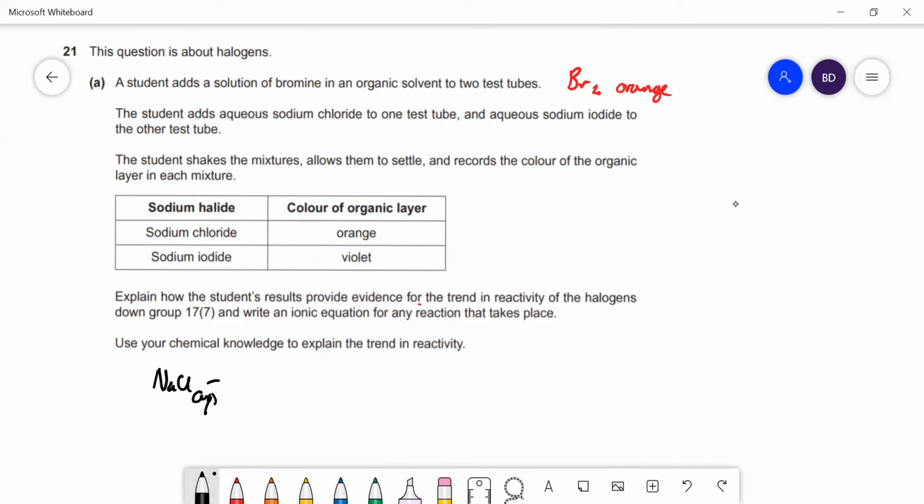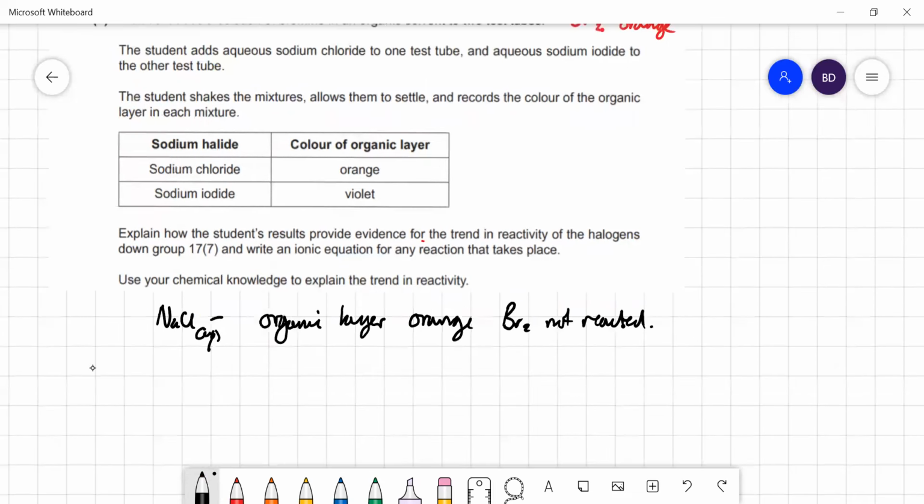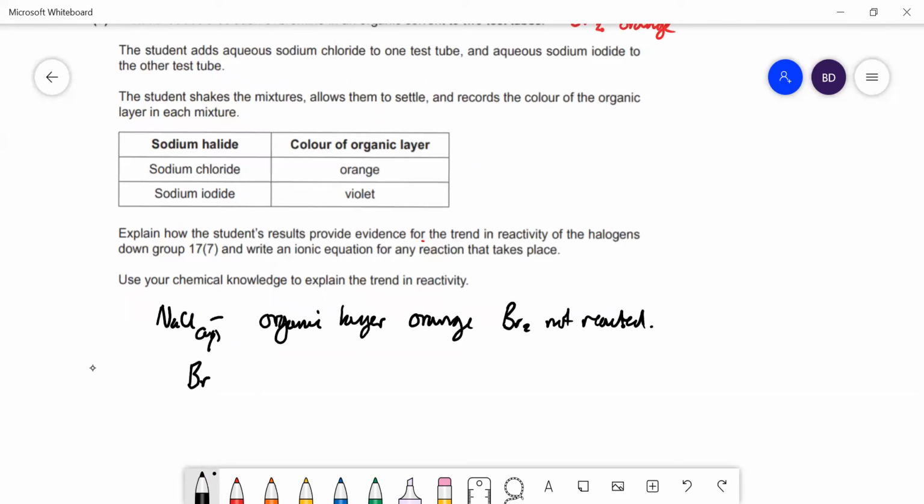So with sodium chloride solution, the organic layer remains red or orange. And why is that? It's because the Br2 has not reacted. Why hasn't it reacted? Well, it hasn't reacted because bromine is not a good enough oxidizing agent to oxidize chloride ions to chlorine. That doesn't happen, okay? And if it did happen, of course, the red-orange color of the bromine would disappear because you'd have the colorless bromide ions. Right, that doesn't happen. Bromine is not a good enough oxidizing agent to oxidize chloride.